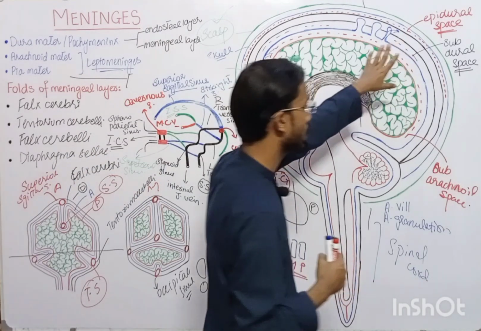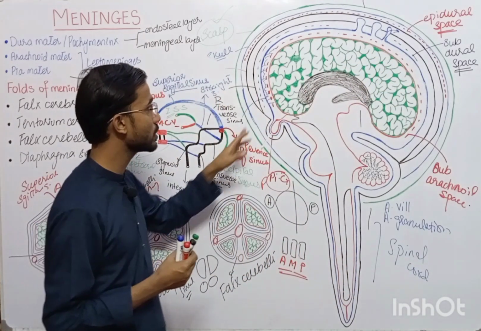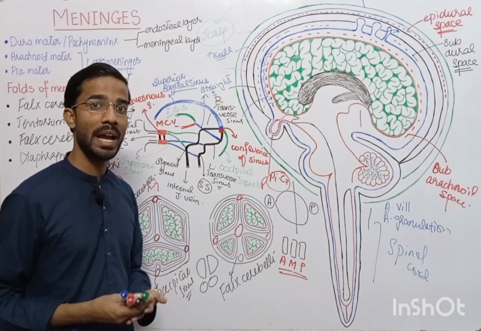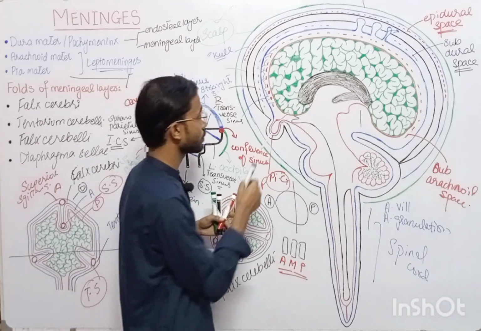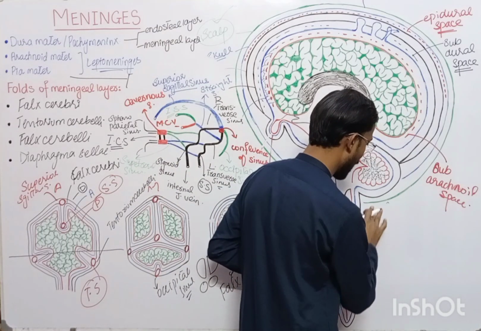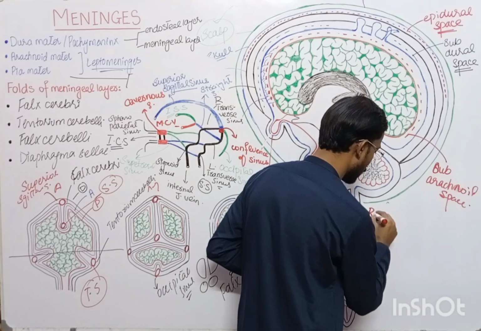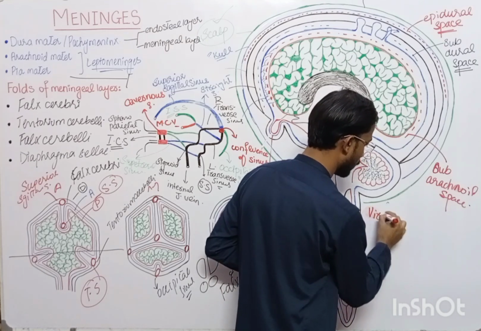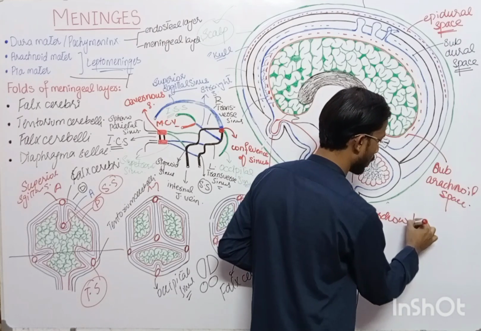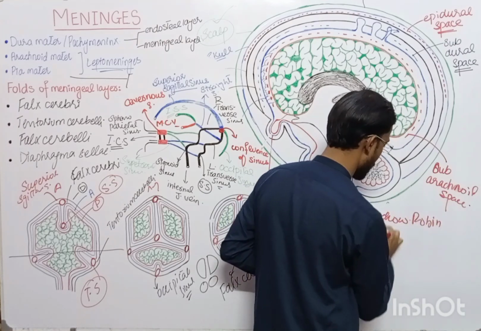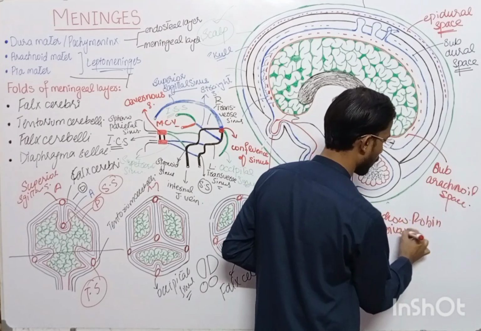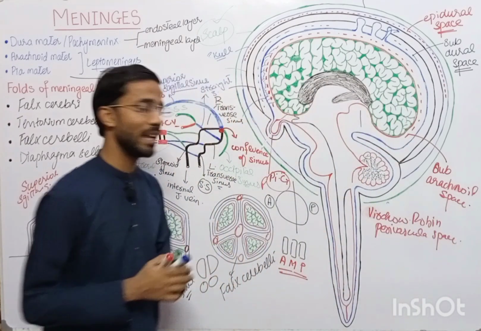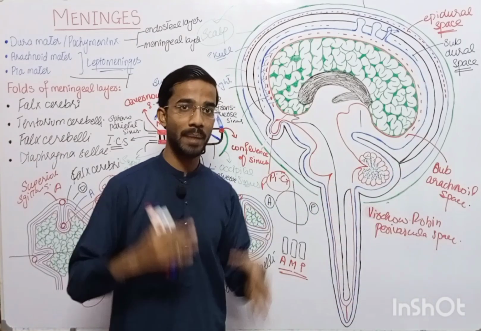So this is the arachnoid mater, and last is the pia mater. Pia mater has two layers, epi-pia and pia-glia. So an important thing you will have to remember is the Virchow-Robin perivascular space.